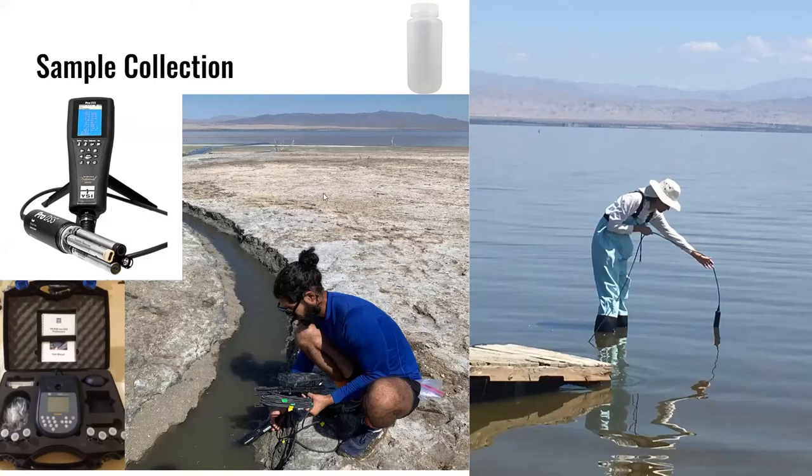So in these images, you can see that we're directly putting the probe on the agricultural canals in the Salton Sea. We also take this probe, this instrument, out to the sea on the boats and measure the several parameters directly.